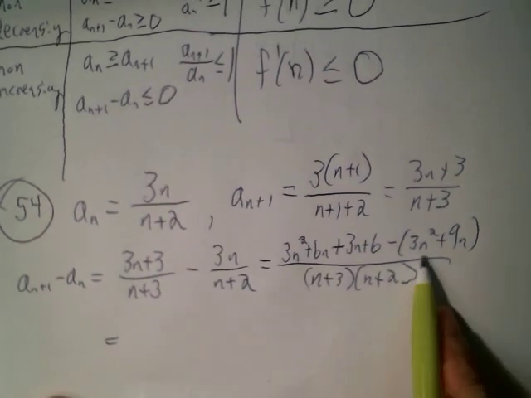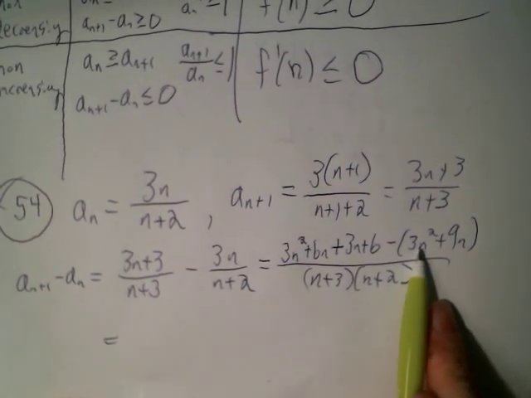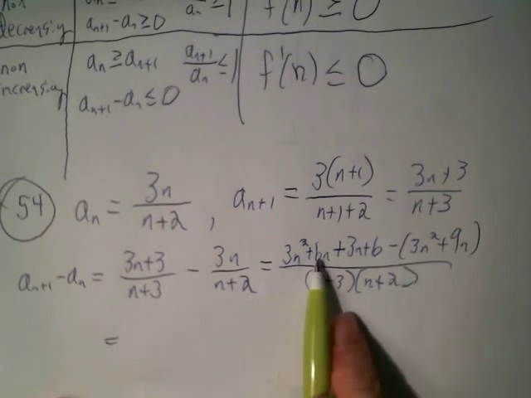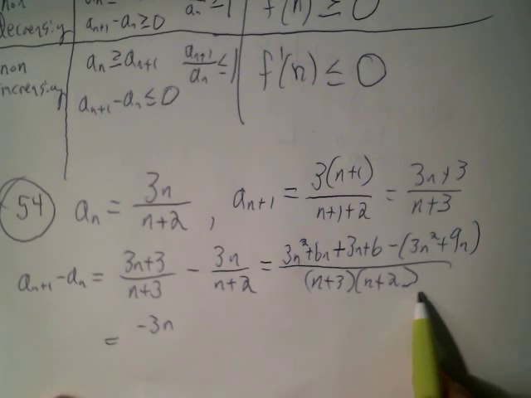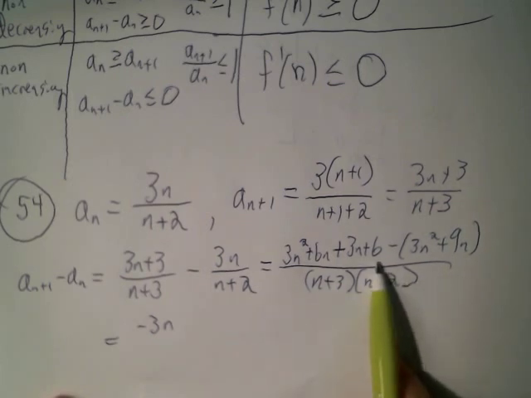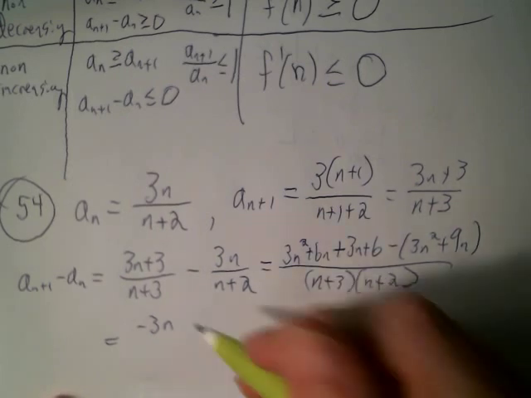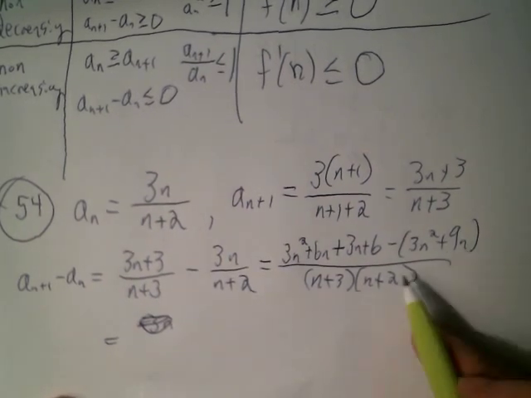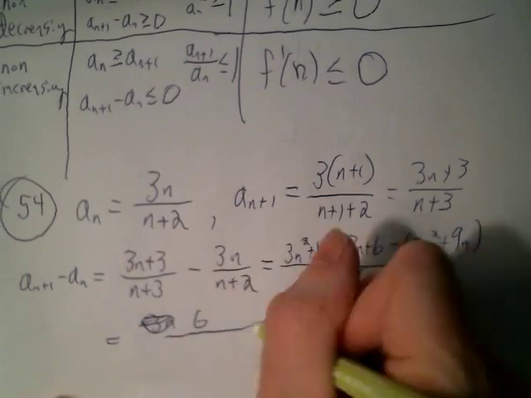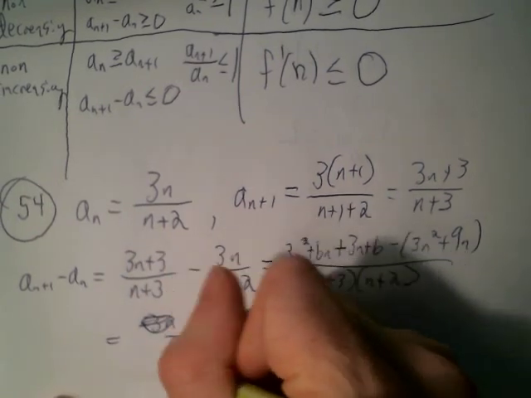Okay, so 3n squared minus 3n squared is 0 n squared. Then I have 6n minus 9n is minus 3n. And then I just have the other 3. So 6n plus 3n minus 9n is 0 n's. And then I just have 6 all over n plus 3 times n plus 2.